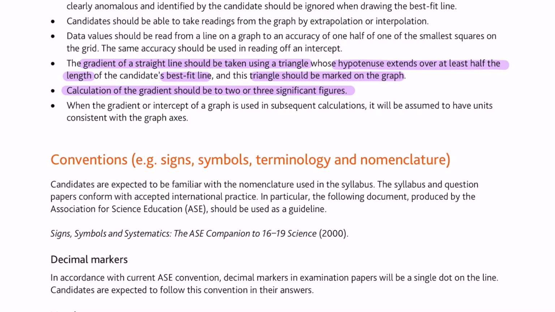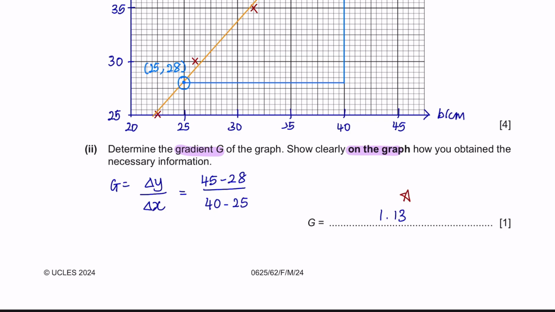Many of you asked if your gradient should be in 2 or 3 significant figures. In your course specification, it has been mentioned that the calculation of gradient should be 2 or 3 significant figures. Both are acceptable. As for my answers here, I'm going to leave it as 3 significant figures.